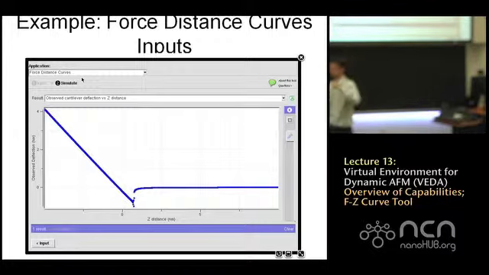And then from there, we approach further, and this almost looks like a 45-degree line when we're in contact with the sample, but there's some indentation on top of that line, causing a small deviation.